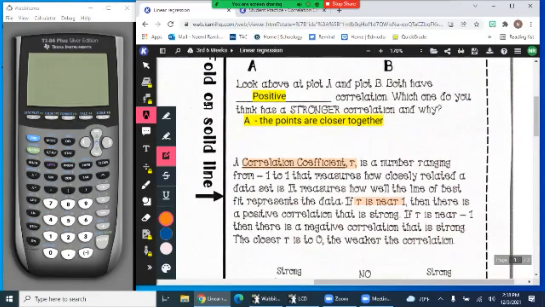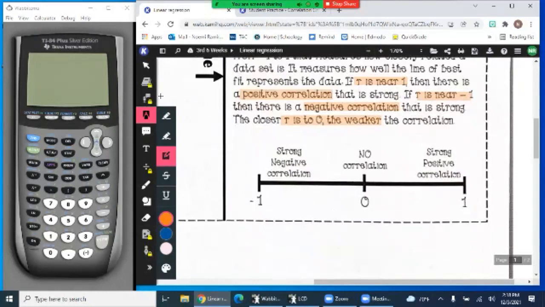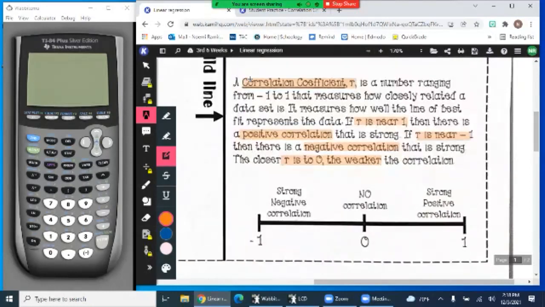Remember, if the R is near a positive one, that's going to be a positive correlation. If it's near a negative one, that's a negative correlation. And if it's closer to zero, the relationship is weaker. It gets weaker as we get closer to zero. Now we have strong correlation, no correlation on this scale.